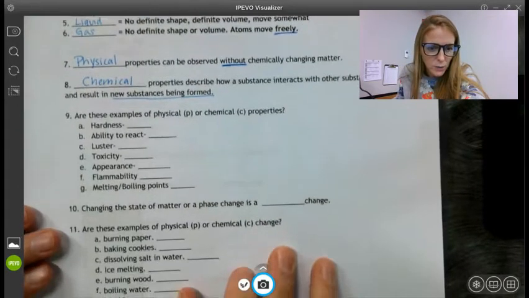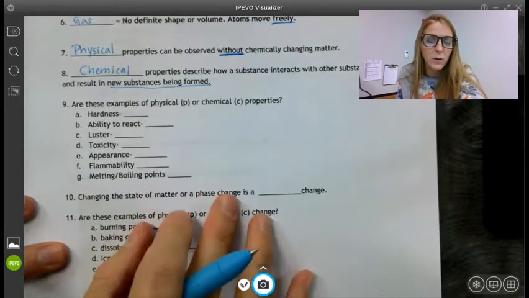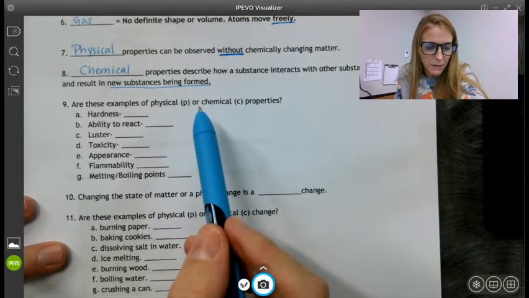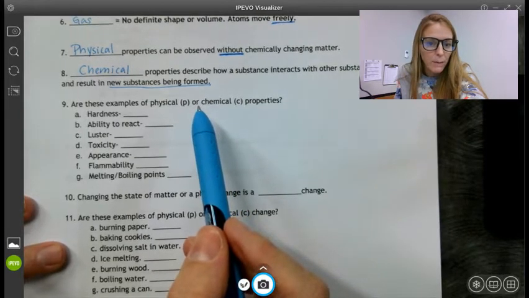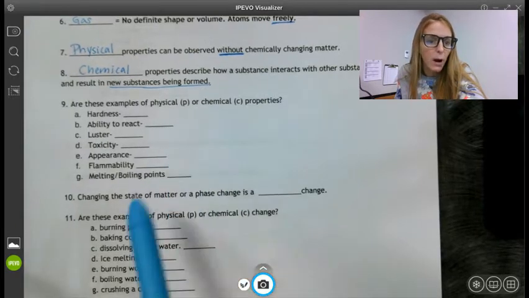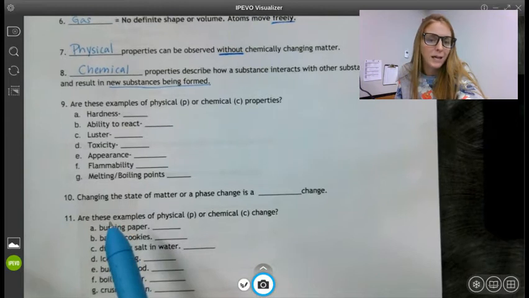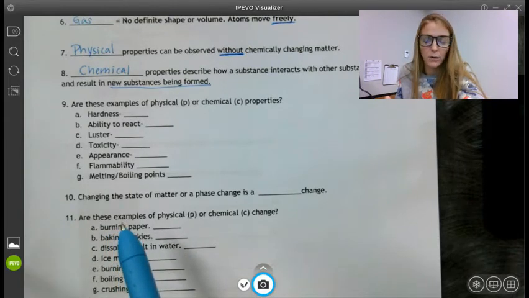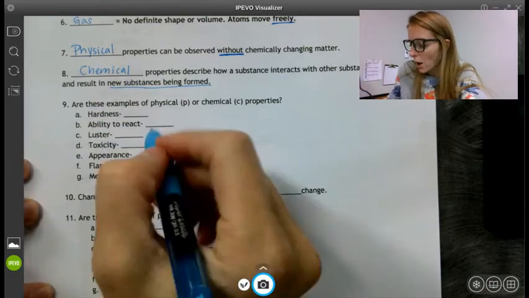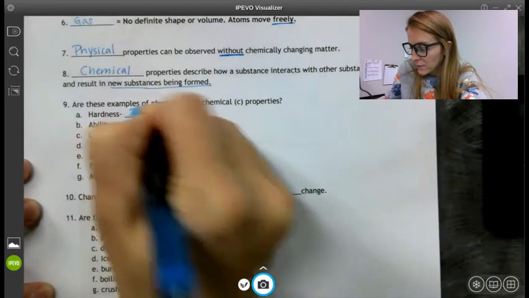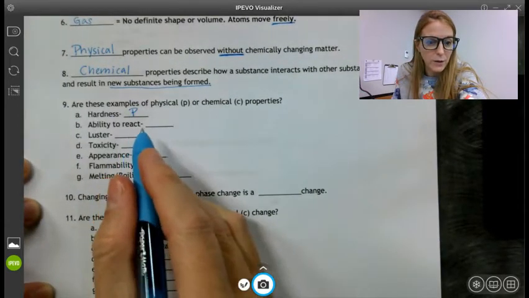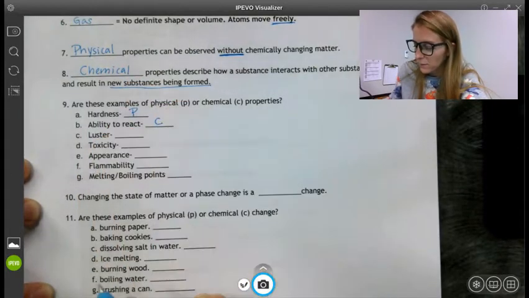All right, the next one you're just labeling if it's a physical or chemical property. So just a reminder, this has been a little bit since we've done these. So remember that physical properties are not going to change what the substance is, where a chemical property is going to change it. You can't get that chemical back, or you can't get that item back if you have a chemical property that you're observing. So hardness is just how hard it is, so that's physical. The ability to react, so like if I mix baking soda and vinegar, that's a reaction, so that's chemical.